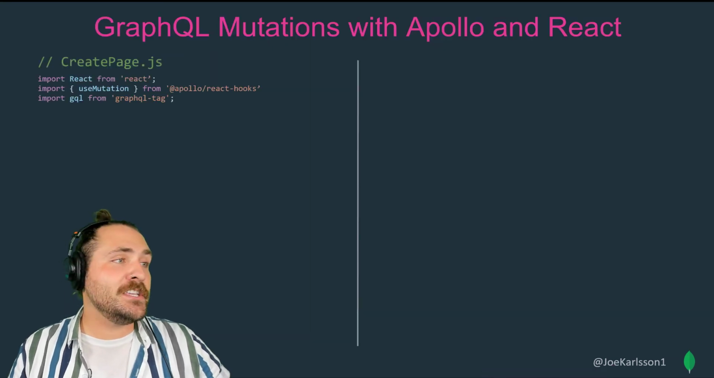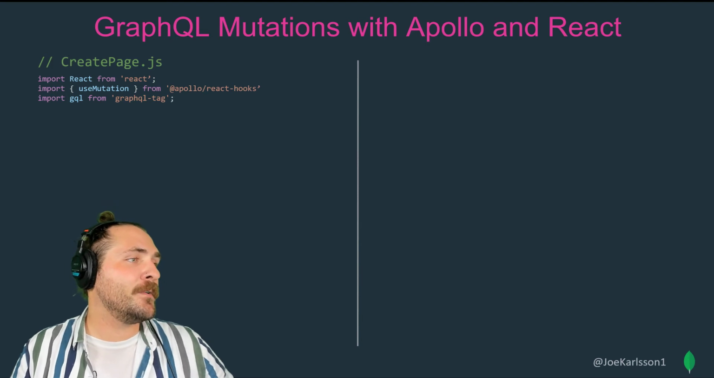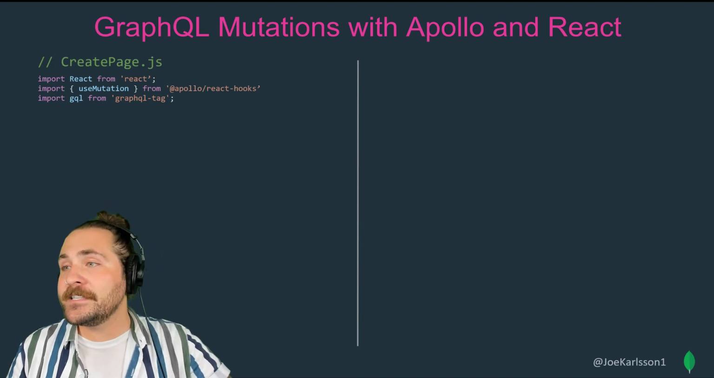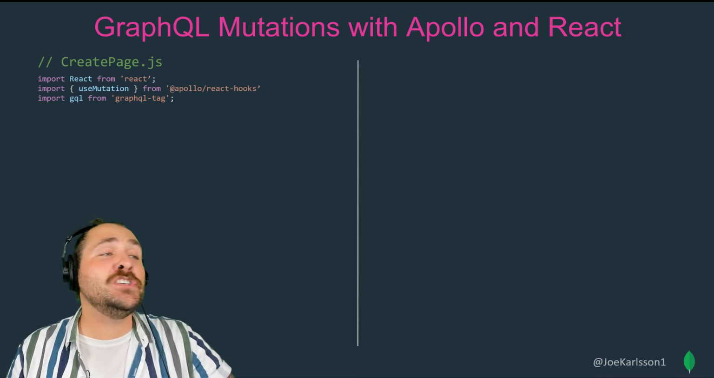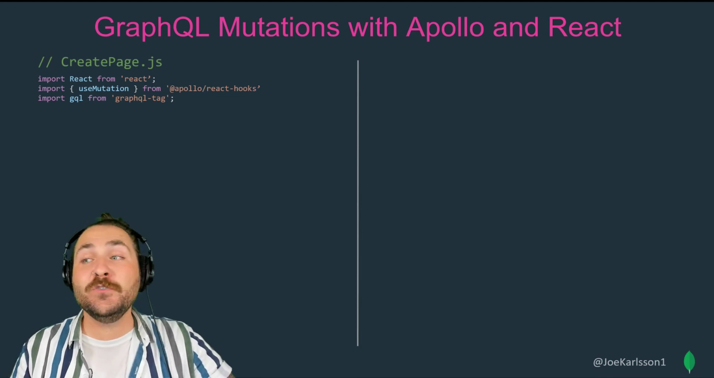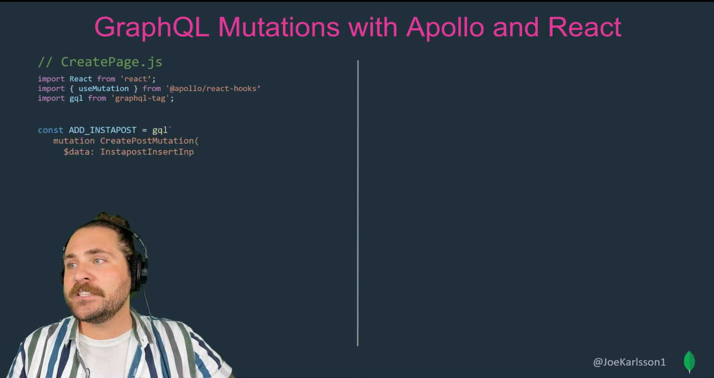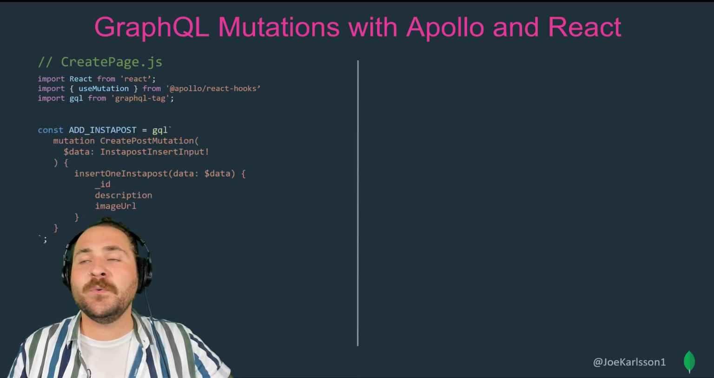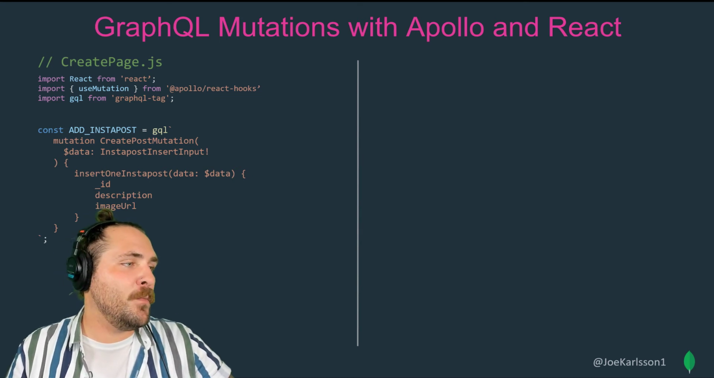But let's actually do a real mutation with the React component. So we have our React components again. We're bringing in React. We're bringing in that Apollo React hook. Instead of using the useQuery React hook, we're using useMutation, and we're going to bring in that GraphQL project again. So we're going to just be pasting in that GraphQL mutation that we just constructed in the last slide, the same one.